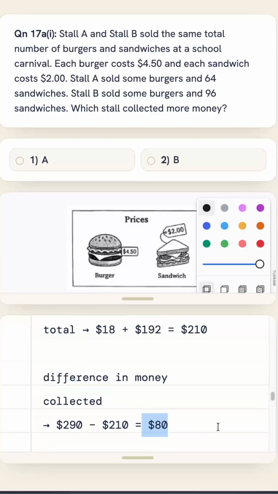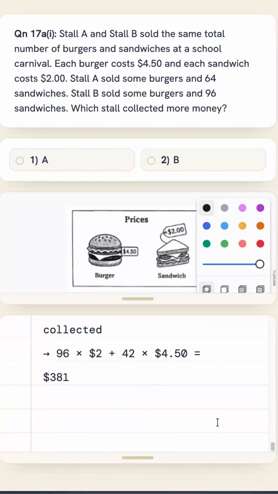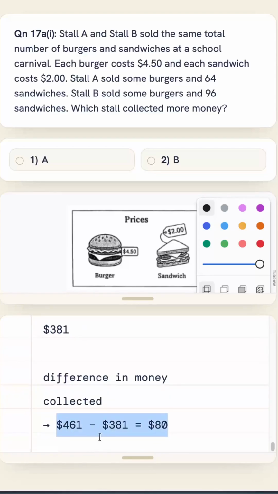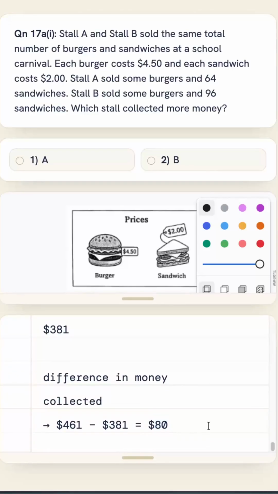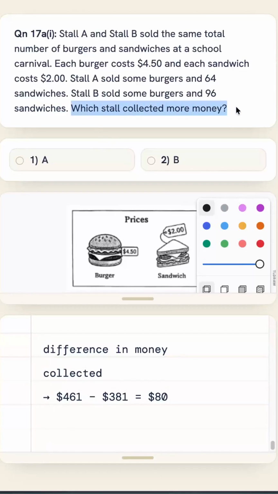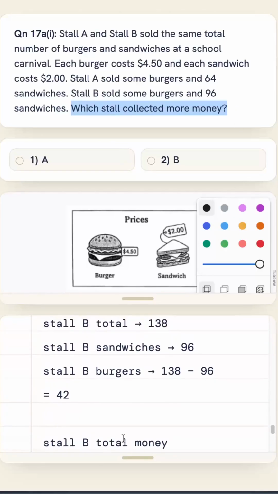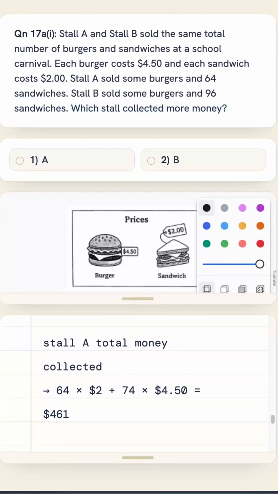So earlier the difference was 80. Do you think the difference will be 80 the same way? So let's find out. The difference is 461 minus $381, and this will be $80. Okay, so there you go. So the difference is the same. So now we know which stall collected more money. From here, I think it's pretty obvious. Obviously, stall A collected more money, right?